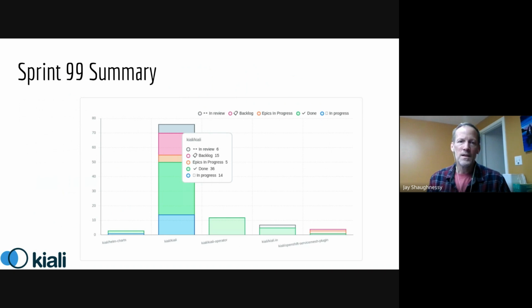This sprint, as you can see in the green, is what we've actually completed. The other things are still in progress or in backlog and so forth. You can always look at this in our GitHub project if you want to take a look yourself. Most of the work, as usual, was in the main Kiali repo, but there was also a reasonably significant amount of work in the operator repos and in the documentation and a couple of other places as well.